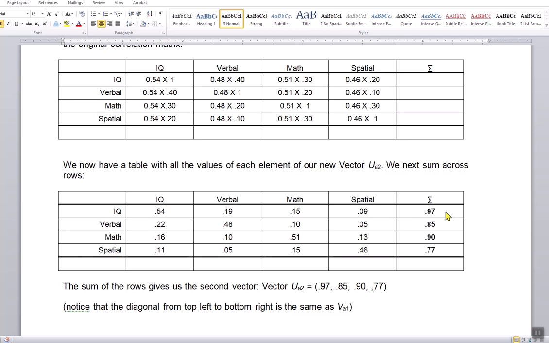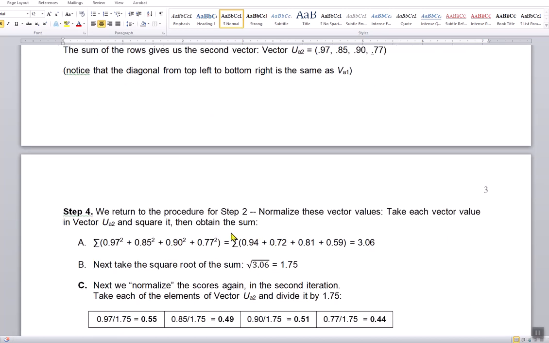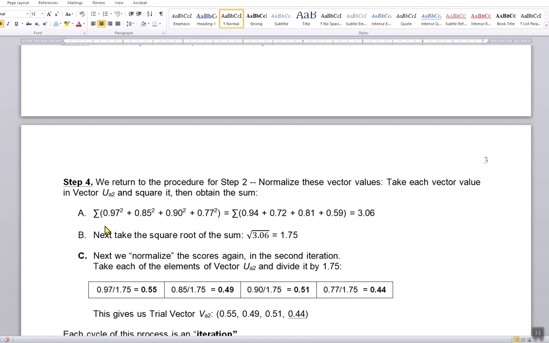Okay, so now we take these transformed numbers and we sum them, this time across the rows. In the first correlation table we summed them across the columns, but now we switch and we sum them across the rows, and this gives us vector 2. And now we have the values from this set of scores right here. That's vector 2. And we do the whole thing over again. So we start from the beginning. Each time we do this, it's called an iteration.